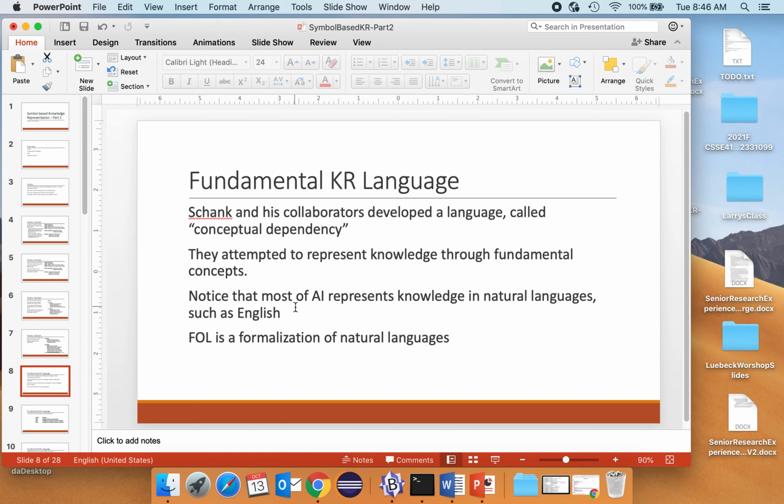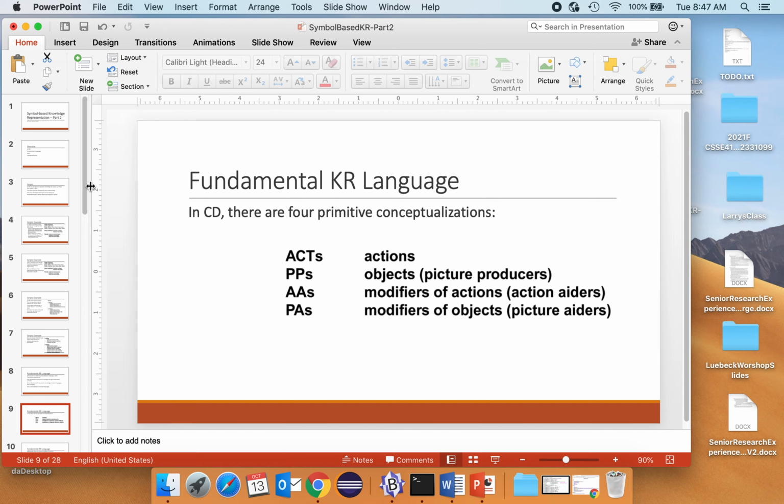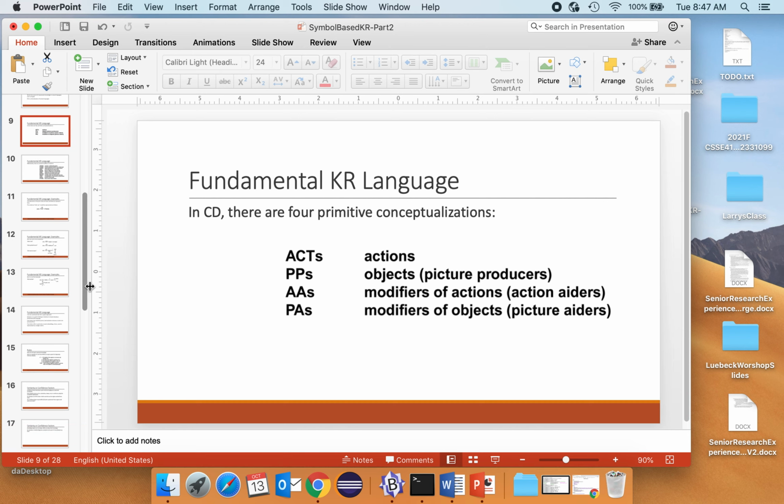And so the idea was to reduce what we're saying to fundamental concepts. Notice that most AI systems represent knowledge in natural language, such as English. Even logic, first of all, logic is a formalization of a natural language, a lot of times English. So let's see what they did and review it and discuss it a little bit.